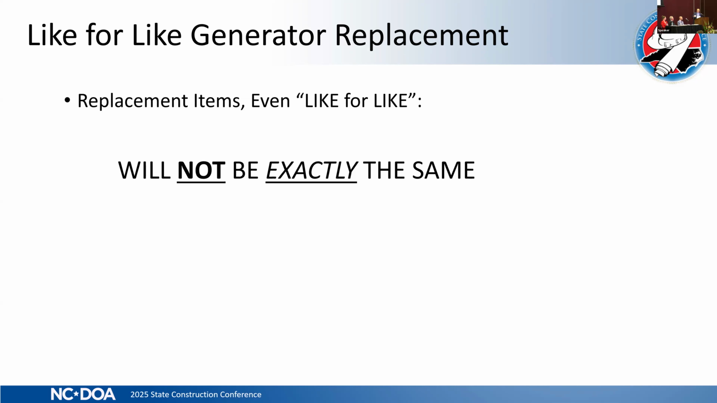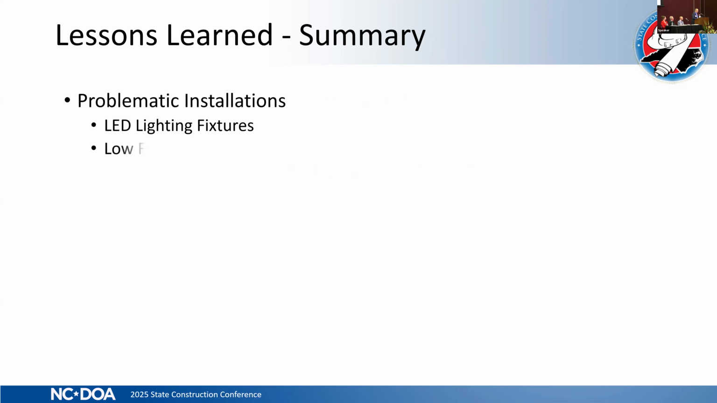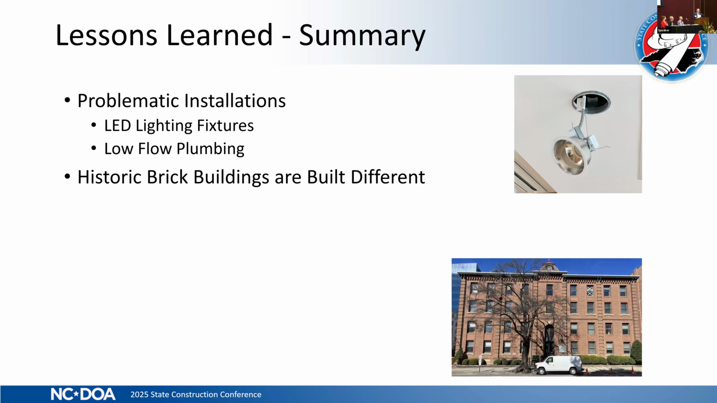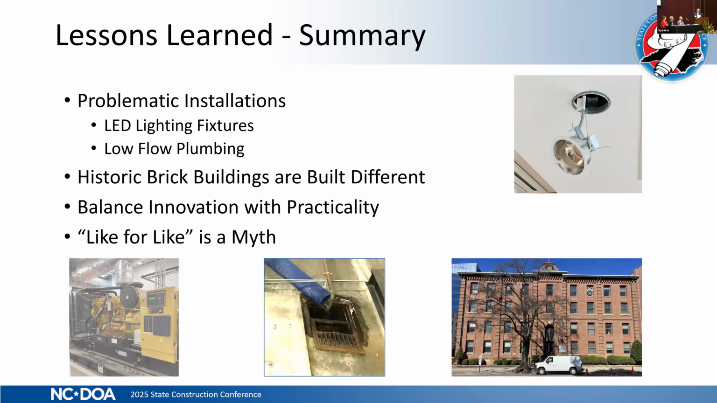So we're going to do a recap of what we've learned from all of our lessons learned. We saw some problematic installations of LED recessed can fixtures, low flow plumbing fixtures. We learned that historic brick buildings are built different. We've been told that sustainability needs to be sustainable. And even like-for-like equipment replacements, the equipment will not be exactly the same.